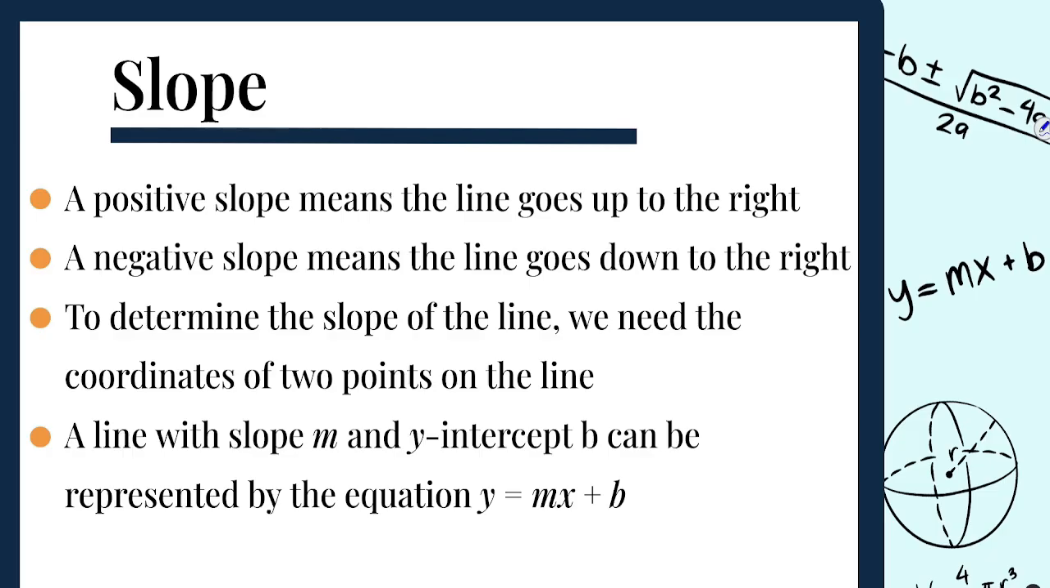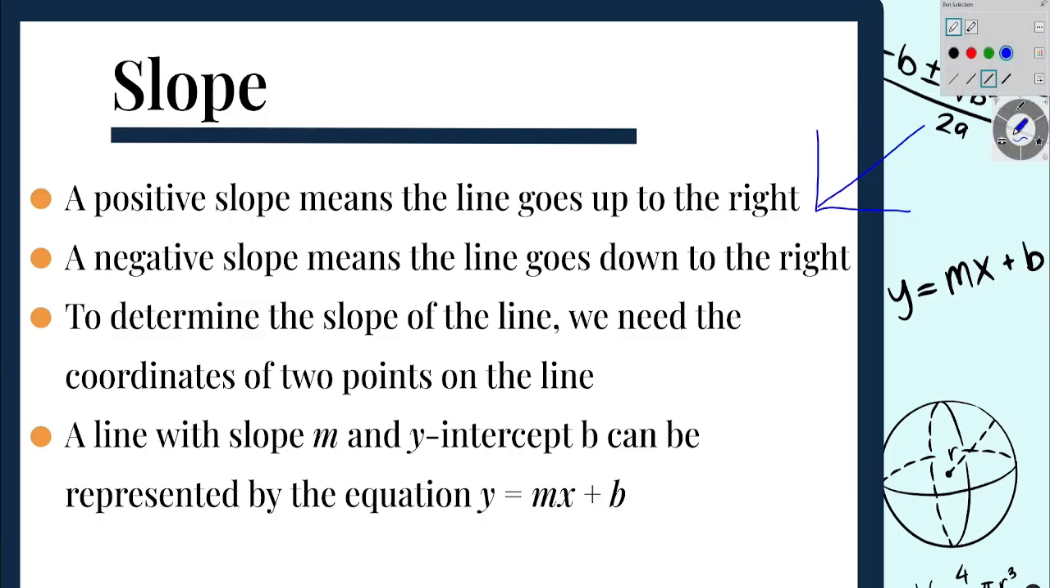Slope is going to be a huge component of finding correlation. It's going to be finding the relationship of the data that we're presented. So it's important to note that a positive slope means the line is going up and to the right. And that's like the growth that we saw on our other examples, where our line is going up and to the right. It's making a positive incline.